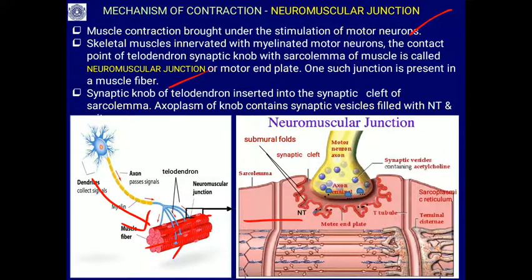This is similar to a synaptic junction. The synaptic knob of the motor neuron is inserted in the synaptic cleft, the cleft of the sarcolemma. In the axoplasm you will be able to see synaptic vesicles. These synaptic vesicles are filled with neurotransmitter, and they release it as per the stimulation. When the action potential or depolarization reaches the synaptic knob, it releases neurotransmitter into the synaptic cleft, as you have studied in nerve impulse conduction.